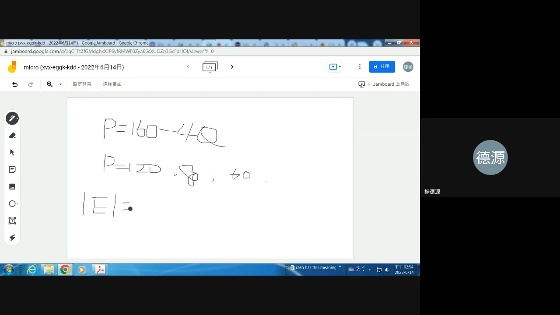Here, the question is, when P is equal to 120, what is the price elasticity of demand? Can you tell me how to calculate it? When price is equal to 120, what is the elasticity? Okay, answer.